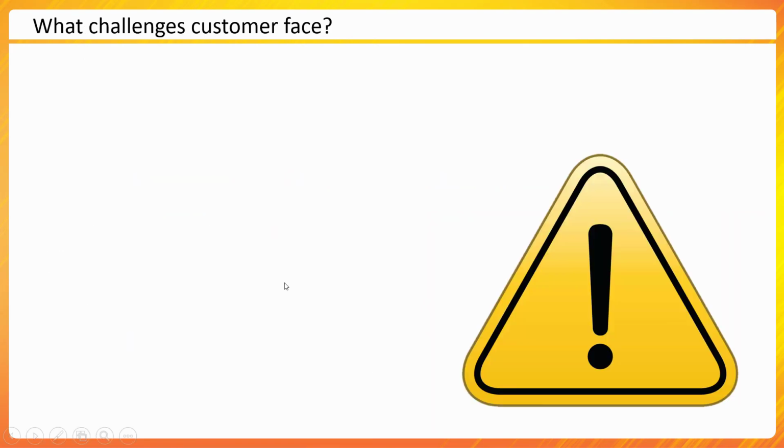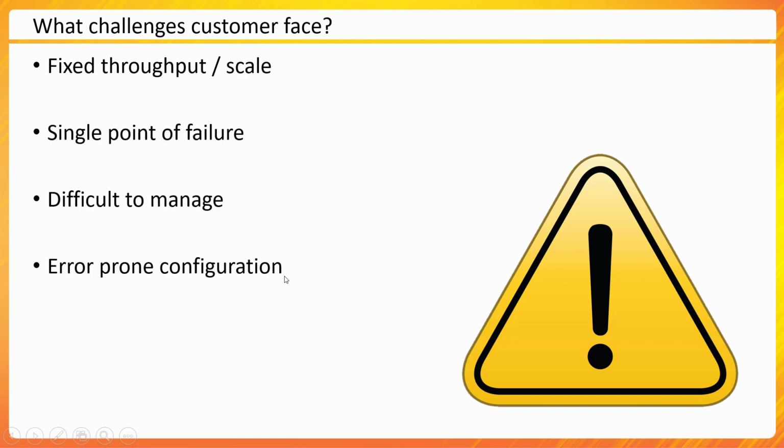So what challenges do they face when they start using this on a standard EC2 deployment? They have fixed throughput and scale. You deploy this software on an EC2 instance. Obviously, an EC2 instance, based on the configuration and the type you select, would have a specific CPU and memory, and you have to take care of scaling and providing the required throughput. This can also become a single point of failure because all the traffic is going through that. This can become difficult to manage and it is an error-prone configuration.